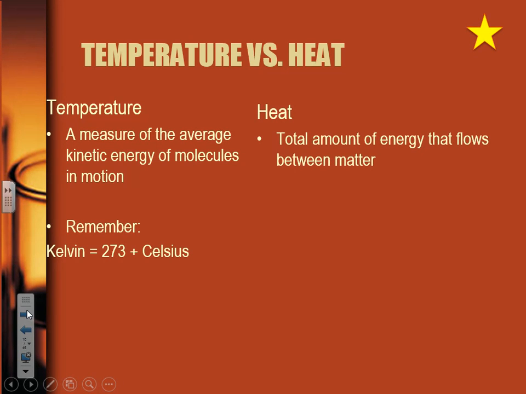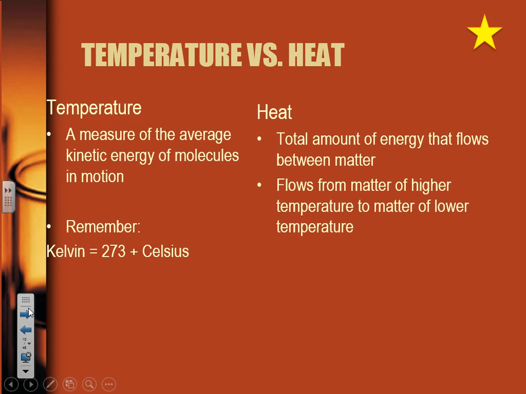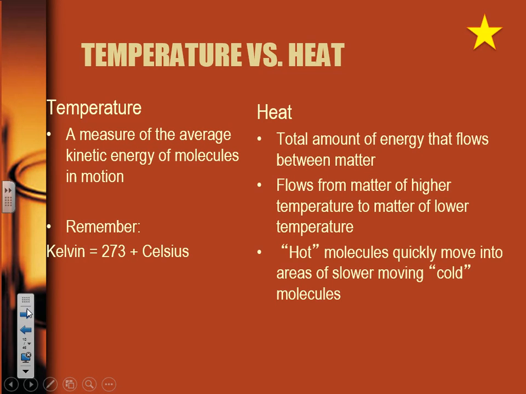So when energy is being transferred, it flows from matter of higher temperature to matter of a lower temperature. So this is energy exchange, versus temperature, which measures the average kinetic energy of the molecules in motion. Hot molecules move quickly into areas of slower moving cold molecules. So we're going to have things move from an area of higher temperature to lower temperature. The idea is that things want to be equilibrated, they want to be equal. So if an area is colder, if we move heat into that area, we can equal them out.